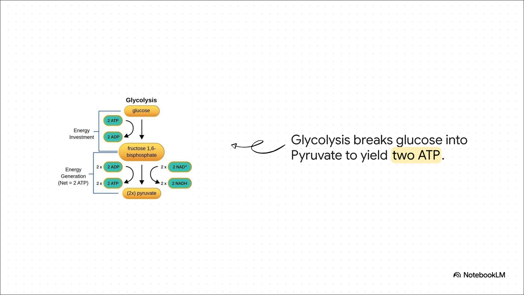Now, the absolute most crucial step here is step 3, which is controlled by the enzyme phosphofructokinase, or PFK. PFK is the ultimate rate-limiting checkpoint. If the cell has high ATP, PFK slows down. If energy is low, PFK speeds up to burn more glucose.